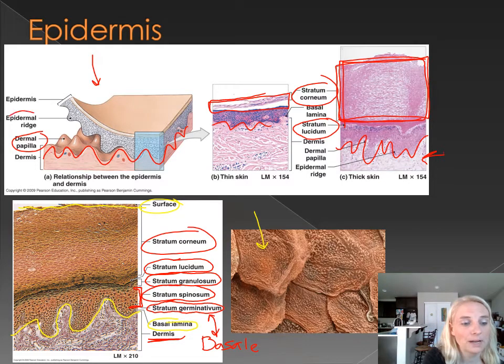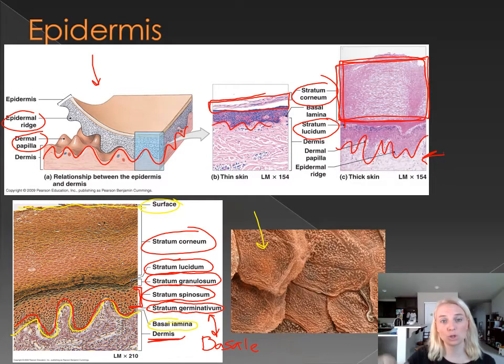And then on the flip side of that, the ridges that are coming down. So if I wanted to highlight down here in this picture, the red is on the boundary of the epidermal ridge, and the yellow is on the boundary of the dermal papilla. They're the same boundary. So dermal papilla, epidermal ridge, I guess you can think of it like that.